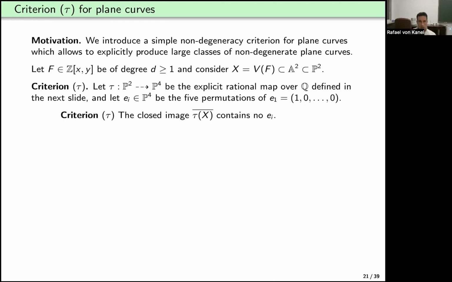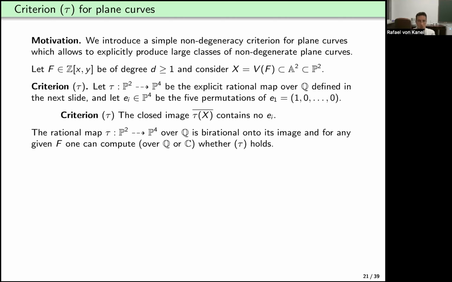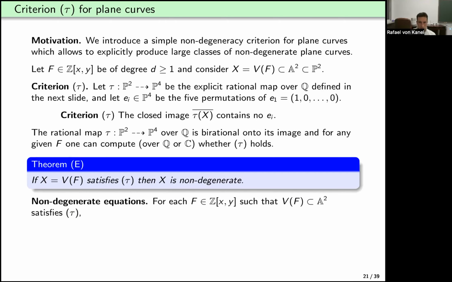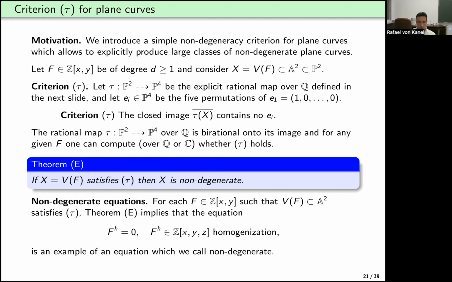The criterion tau says that we look at the closed image, tau of X, we take the closure, and it contains none of these 5 points. I should also mention that the rational map tau is birational onto its image. Also, for any given f, because tau is given explicitly, one can actually compute whether this criterion holds over Q or over C. The next result says that if X satisfies this criterion tau, then X is non-degenerate. Essentially, if this criterion is satisfied, then the homogenization f^h equals 0 gives an example of a non-degenerate equation.